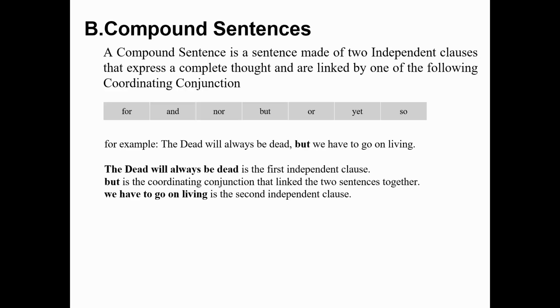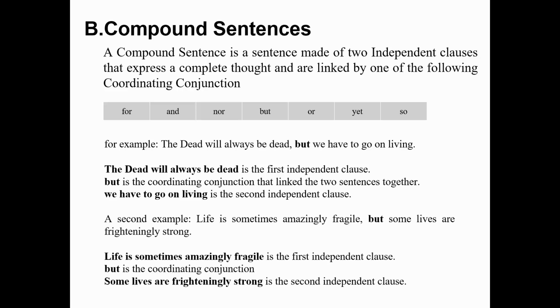For example, the dead will always be dead, but we have to go on living. We have here two independent clauses linked by a coordinating conjunction. If you separate these independent clauses, the dead will always be dead is the first independent clause. The second independent clause is we have to go on living, but is the coordinating conjunction that is linking both these sentences. The same goes to this example. Life is sometimes amazingly fragile, but some lives are frighteningly strong. Here we have two independent clauses linked by a coordinating conjunction like the previous example.